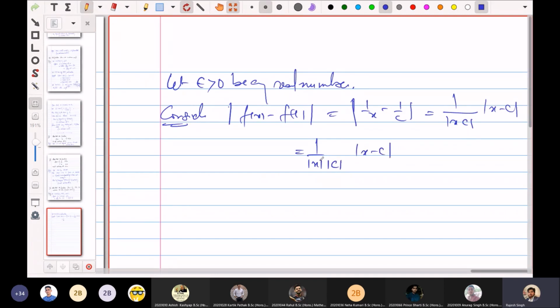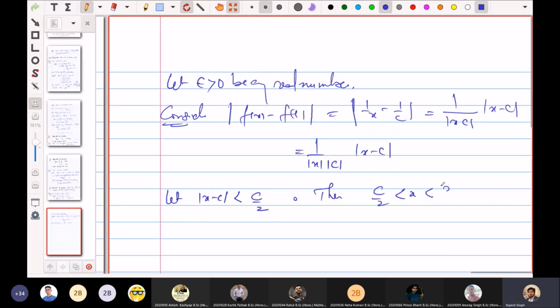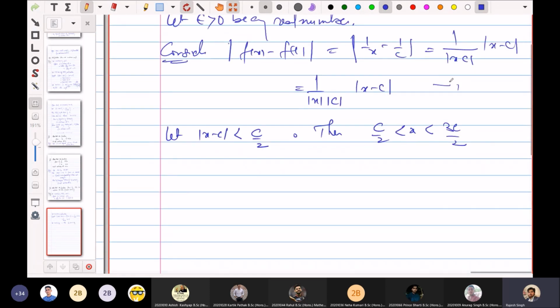So this is equal to 1 by mod x, 1 by mod c, mod x minus c. Now because our x is in the denominator, what bound shall we take? c by 2. c is positive, so we are not putting mod there, where we had put mod, c by 2. So then from here, c by 2 is less than x less than 3c by 2. Now because we have to replace in the denominator, we will replace by a smaller number so that the number will increase. Okay. So this is star, this is double star.